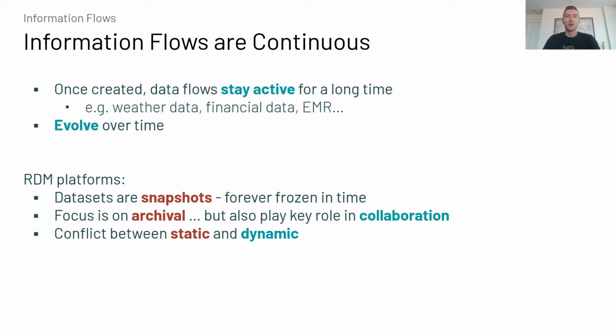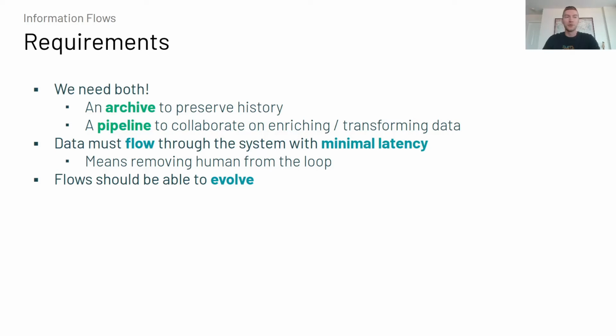But collaboration requires something more fluid, more dynamic. So there's this inherent conflict between the static needs of archival and dynamic needs of collaboration. And the simple answer to this is that we need both. We need an archive to preserve a history, and we need a pipeline to collaborate on enriching and transforming data. Data in the system must flow with minimal latency. This means that we need to somehow remove human from the loop. And these pipelines need to be able to evolve so that any dataset could change over time without resulting in the destruction of the pipeline.